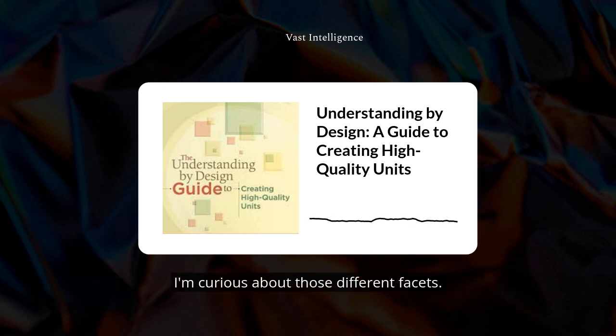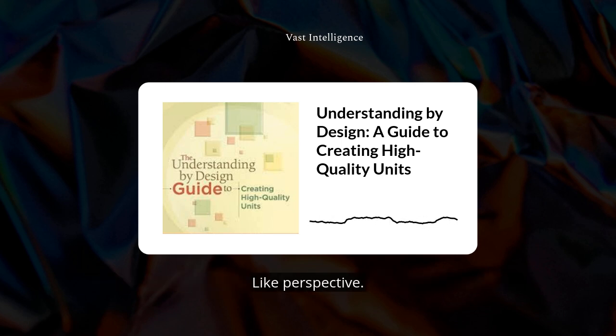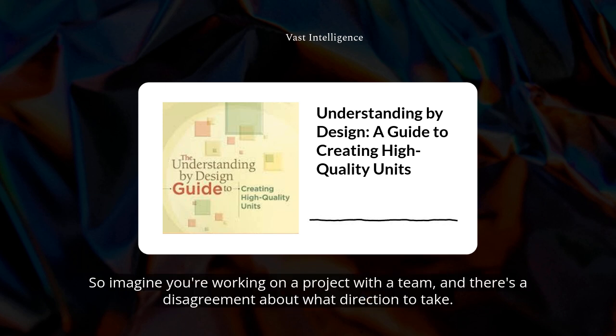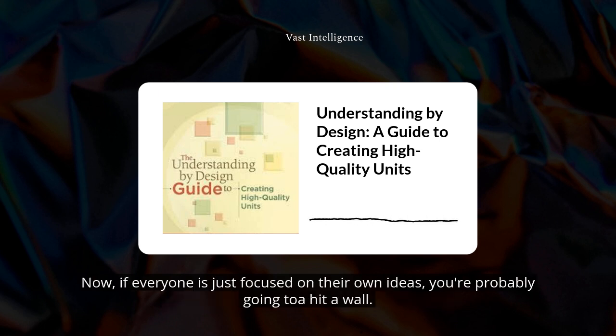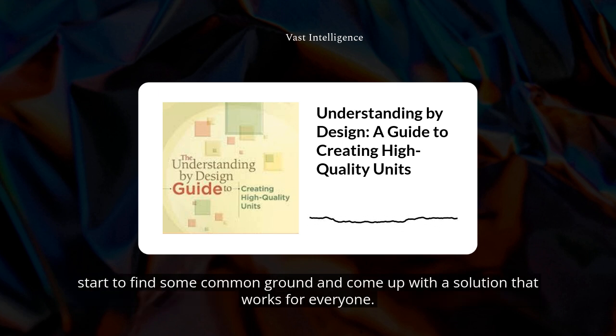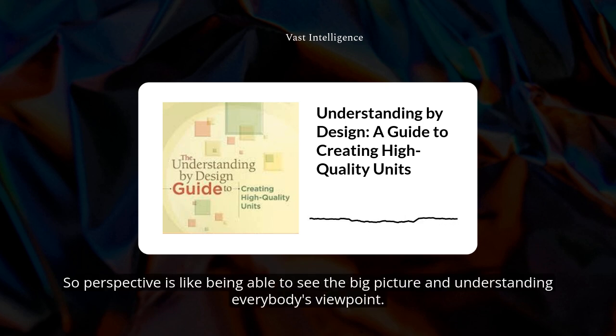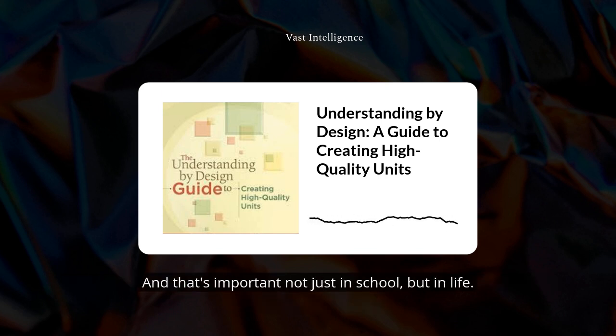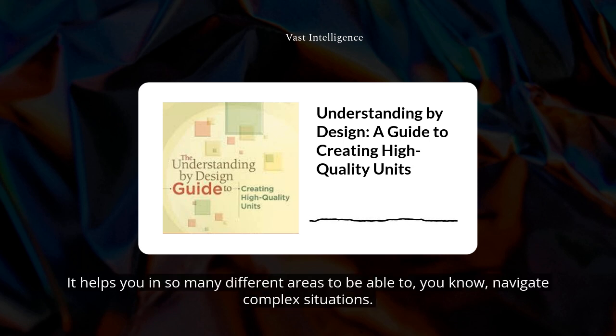Each of those facets is important on its own, I would imagine. Yes. I'm curious about those different facets. Can you give me an example, maybe perspective? Imagine you're working on a project with a team, and there's a disagreement about what direction to take. If everyone is just focused on their own ideas, you're probably going to hit a wall. But if you can step back and try to understand your teammates' perspectives, their concerns, their motivations, then you can find common ground and come up with a solution that works for everyone. So perspective is being able to see the big picture and understand everybody's viewpoint. Exactly. And that's important not just in school, but in life. It helps you navigate complex situations.